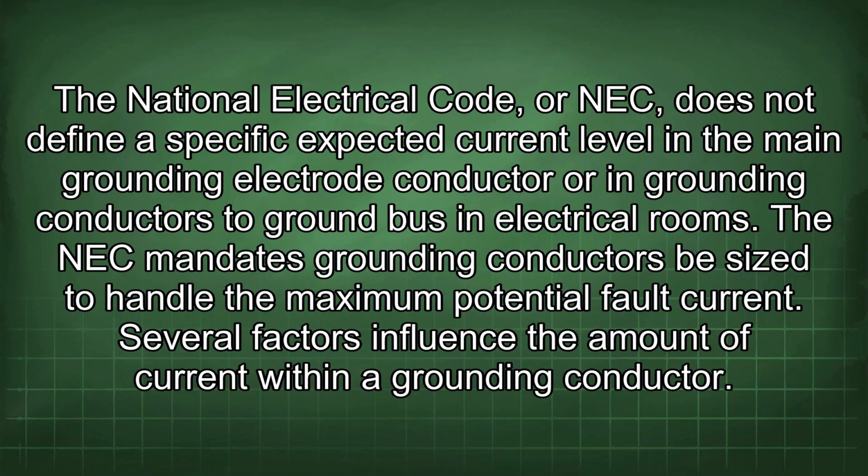The National Electrical Code, or NEC, does not define a specific expected current level in the main grounding electrode conductor or in grounding conductors to ground bus in electrical rooms. The NEC mandates grounding conductors be sized to handle the maximum potential fault current. Several factors influence the amount of current within a grounding conductor.